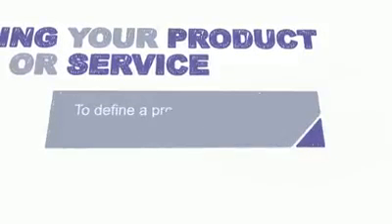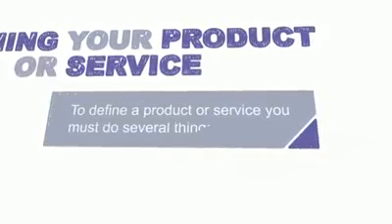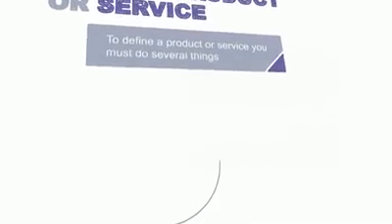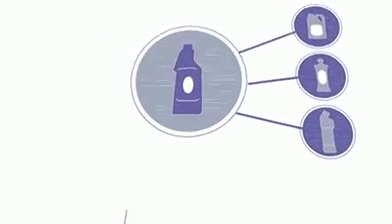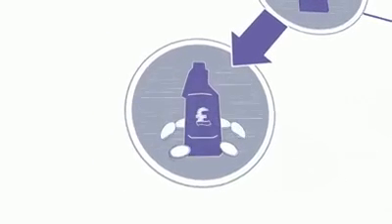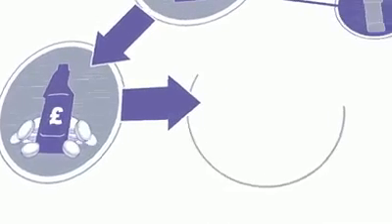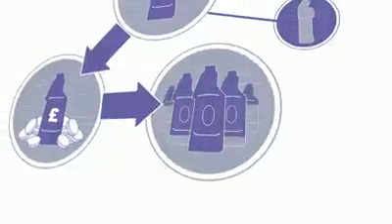To define a product or service, you must do several things. This includes identifying how it's different to other similar products or services. You also need to decide how much you're going to charge for it and set a sales target for how many you intend to sell.